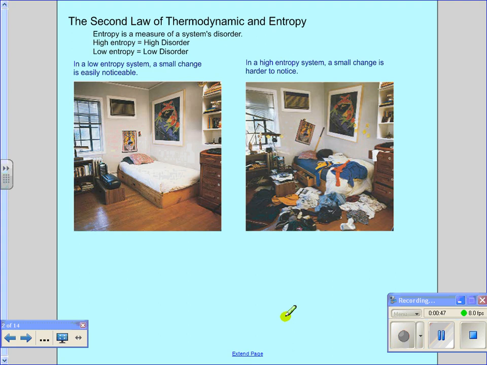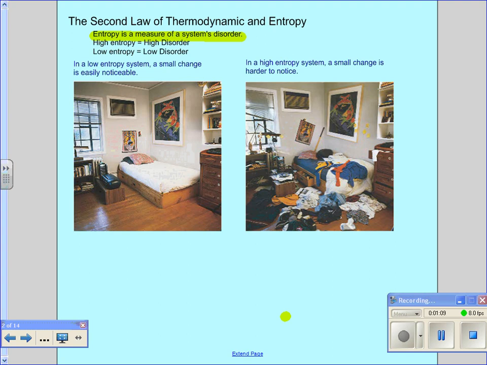So first things first, what is the definition of entropy? Entropy is a measure of a system's disorder. So if something is really neat and ordered, we'd say it has a very low entropy, a low disorder. If something's really, really messy, has a lot of disorder, we'd say that that's a high entropy. That system's in a high entropy state.